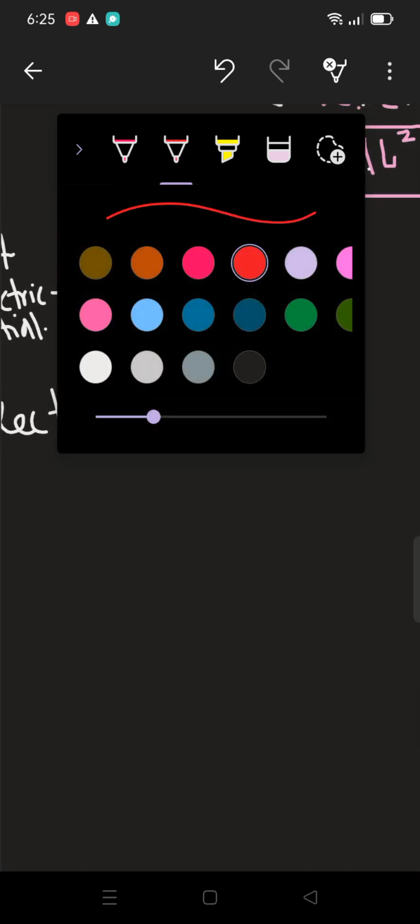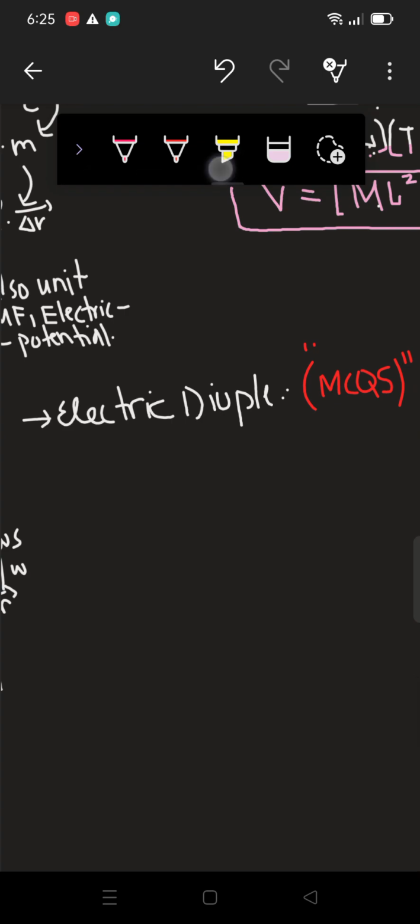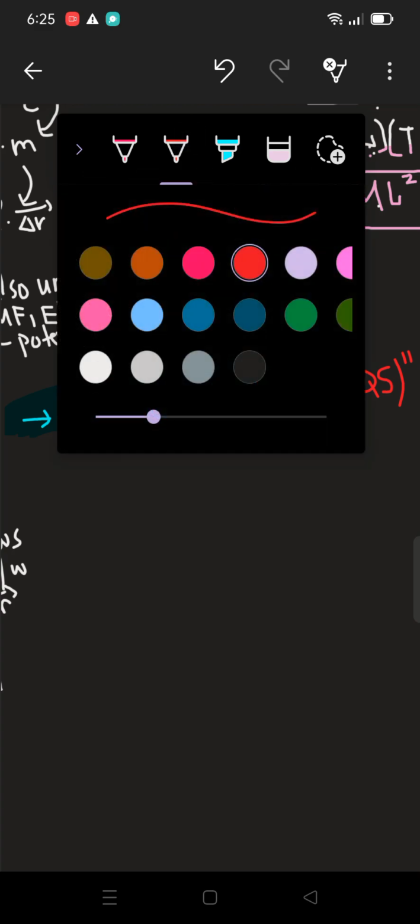Electric dipole, and of course this topic is very important in terms of MCQs. All right, multiple choice questions. Let me highlight this topic, electric dipole. So initially let me tell you the definition of it, what it is, then I'm going to explain the definition with the help of a diagram. Initially let me write the definition here.